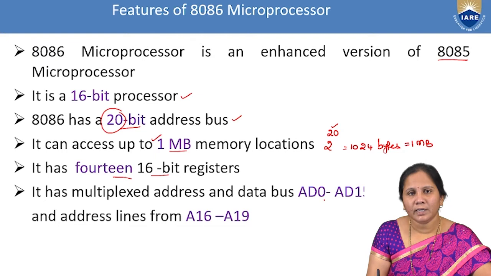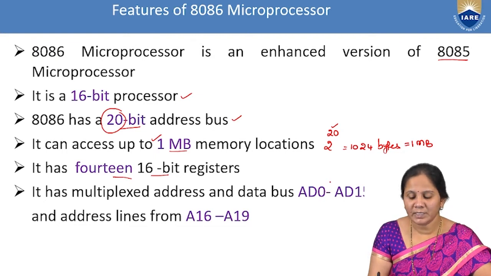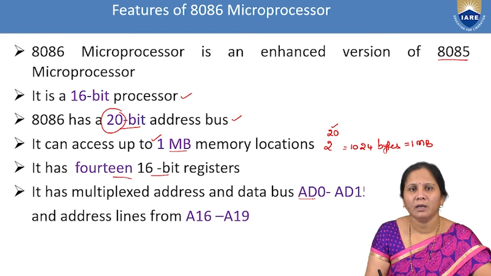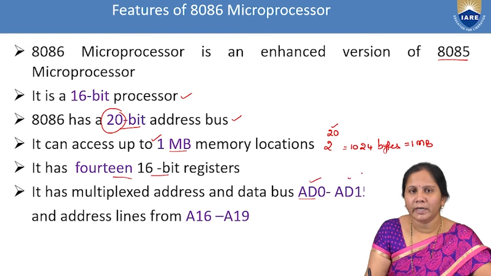Now, it has multiplexed signals, that means a multiplexed address and data bus. Multiplexed lines mean both address and data are provided using a single signal. The same signal can carry the address and also the data. The multiplexed address and data lines available in the 8086 microprocessor are AD0 to AD15, where A represents address and D represents data.